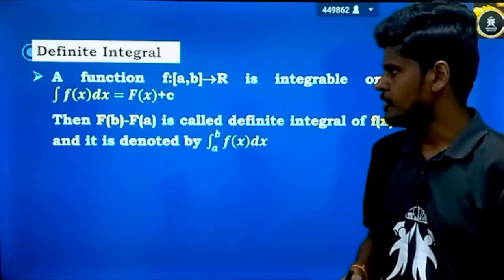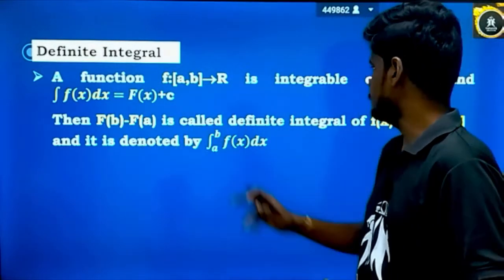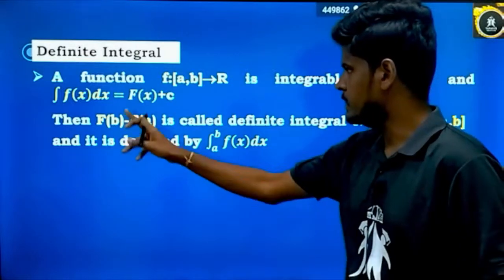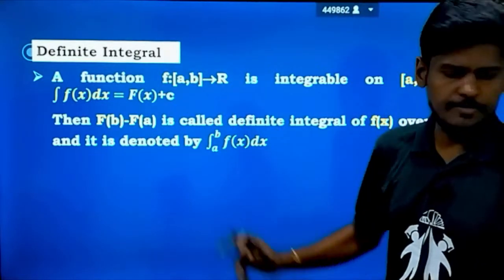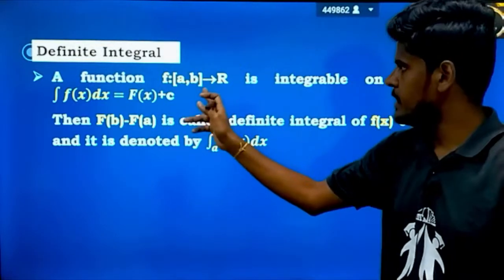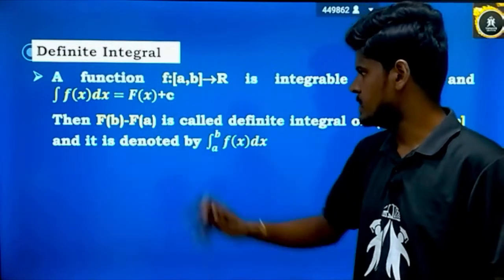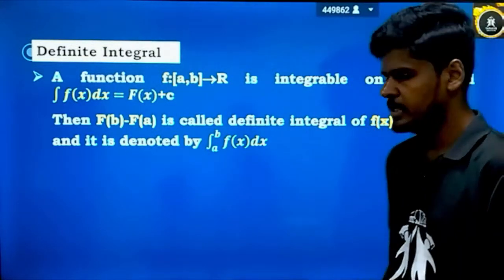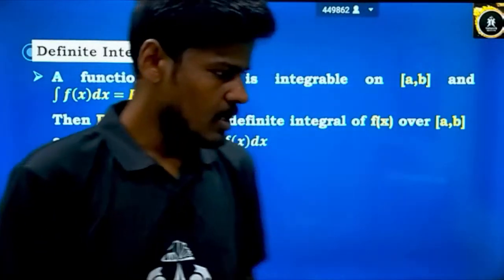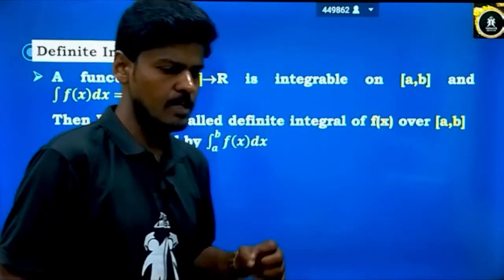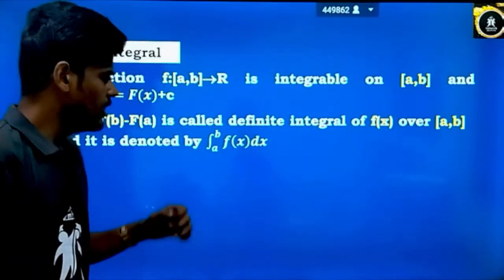Then f of b minus f of a. What is this f of b minus f of a? Here a is the starting point in the domain and b is the closing point in the domain. So this f of b minus f of a is called the definite integral of f of x. Now we will see what it means in the upcoming slide.